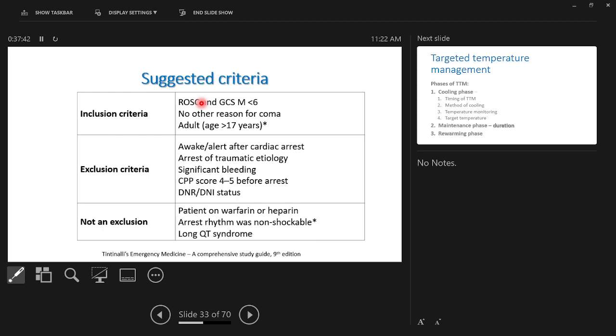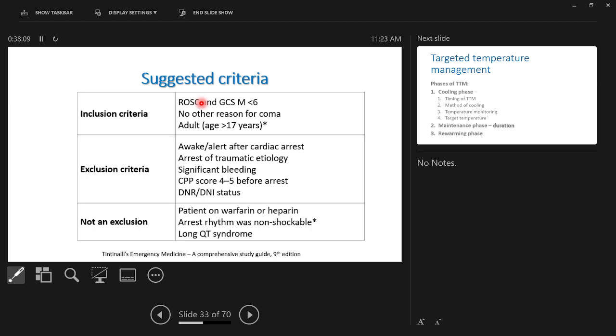And regarding the exclusion criteria, if the patient is awake, or if the arrest is because of a traumatic etiology, or any patient having severe bleeding from any part, and if the cerebral performance category score is around 4 to 5 before cardiac arrest. The cerebral performance category is a score to predict the disability in a patient after cardiac arrest. This has also been followed by the Utstein guideline.